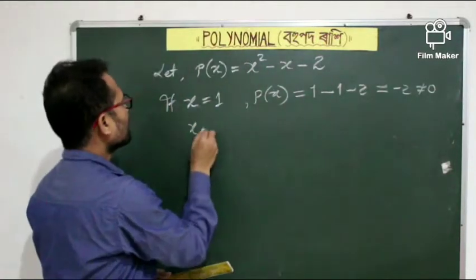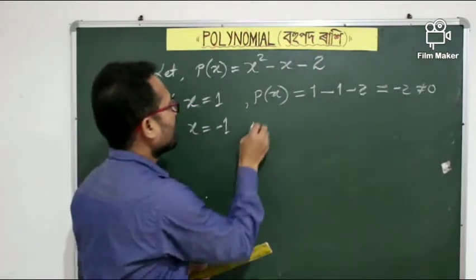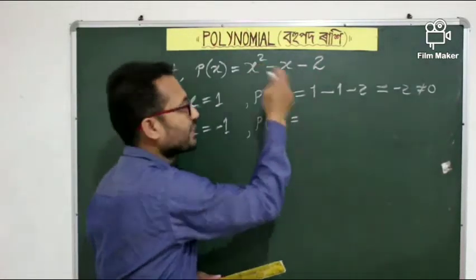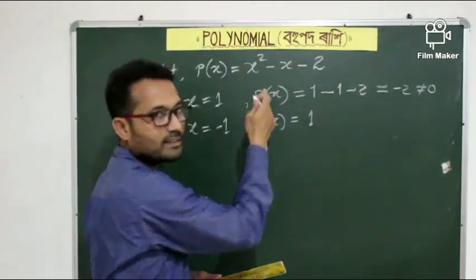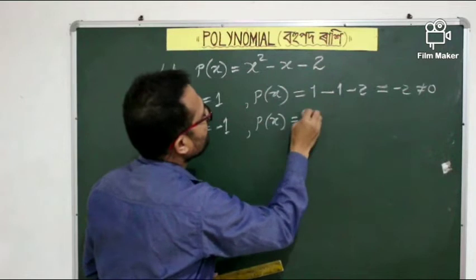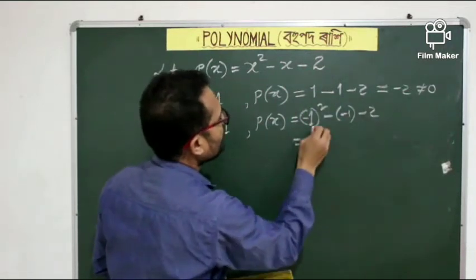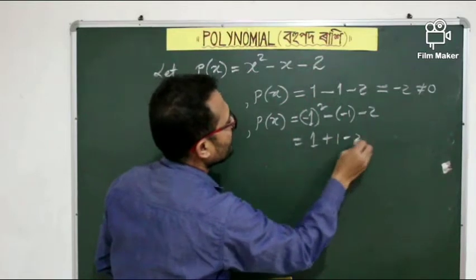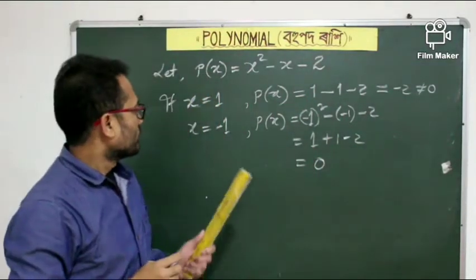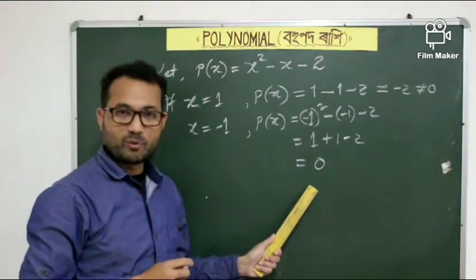Let me take x equals -1 and let's see what will happen. So it will be -1 squared, that is equal to plus 1. Then minus into minus, okay, let me write it. Minus into -1, minus 2. So it is 1 plus 1 minus 2, that is equal to 0. So for x equal to -1, we got p(x) equals 0.